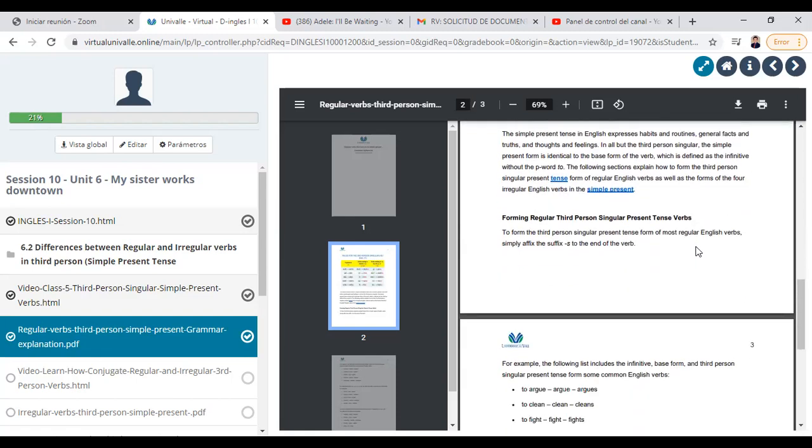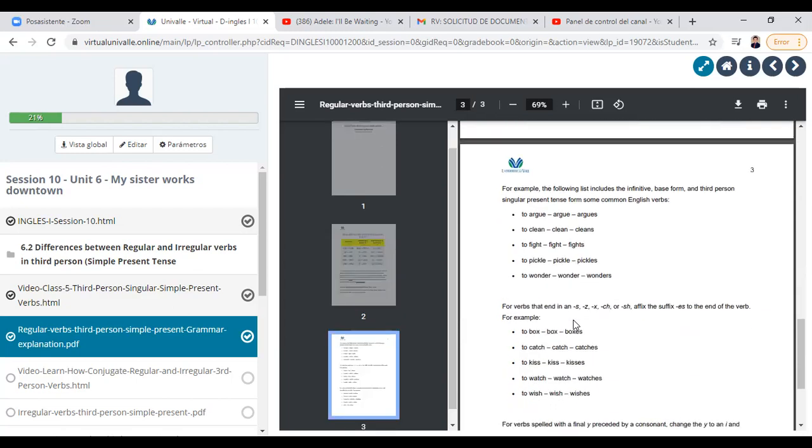The simple present tense in English expresses habits and routines, general facts and truths, and thoughts and feelings. In all but the third person singular, the simple present form is identical to the base form of the verb, which is defined as the infinitive without the word to. The following section explains how to form the third person singular present tense form of regular English verbs, as well as the form of the irregular English verbs in the simple present tense. To form the third person singular present tense of most regular English verbs, simply affix the suffix S to the end of the verb.